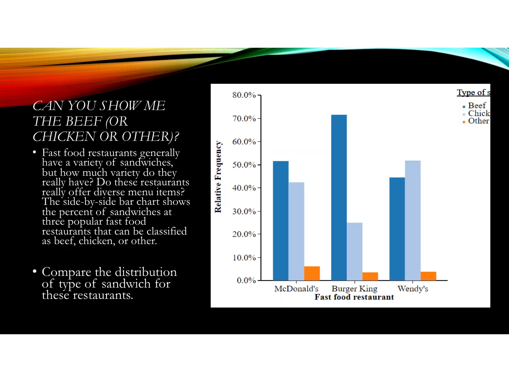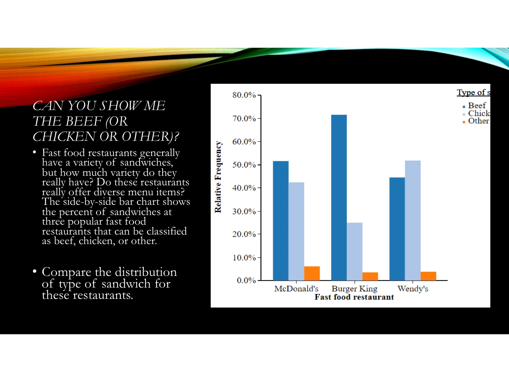Okay, so here's another graph. Can you show me the beef or chicken or other? Fast food restaurants generally have a variety of sandwiches, but how much variety do they really have? Do these restaurants offer diverse menu items? The side-by-side bar chart shows the percent of sandwiches at 3 popular fast food restaurants that can be classified as beef, chicken, or other. Compare the distribution of the type of sandwich for these restaurants.